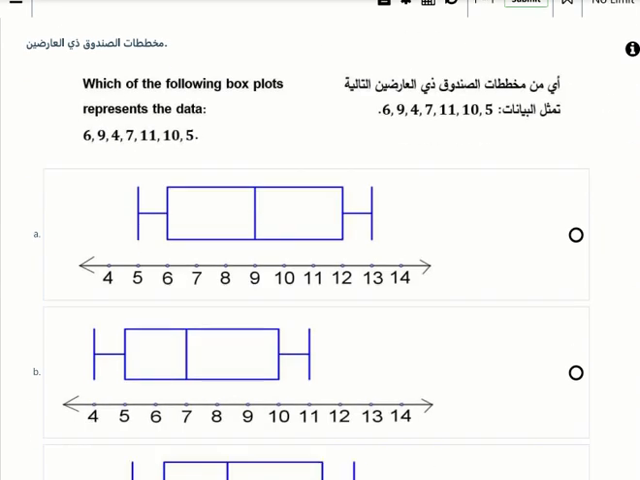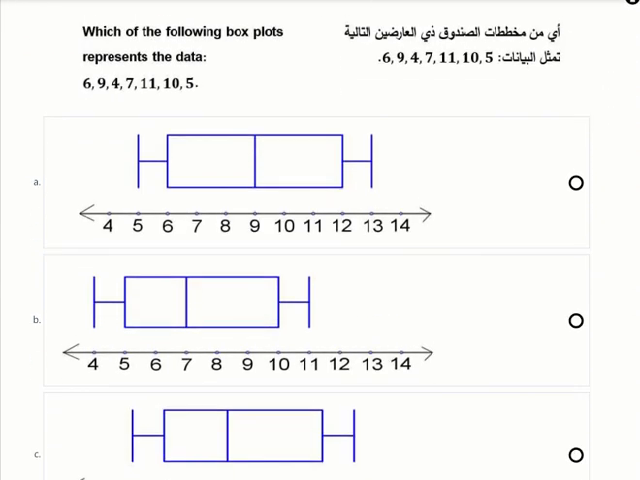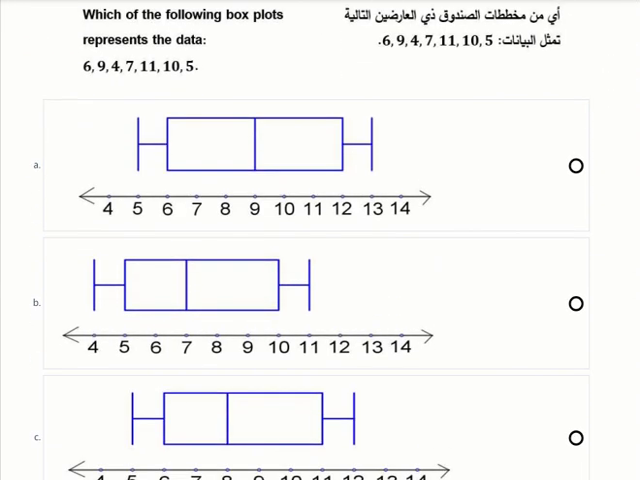Now another question can be, which of the following box plots represents the data? Now this type of question will be very easy for you. I am telling you, no calculation is required.